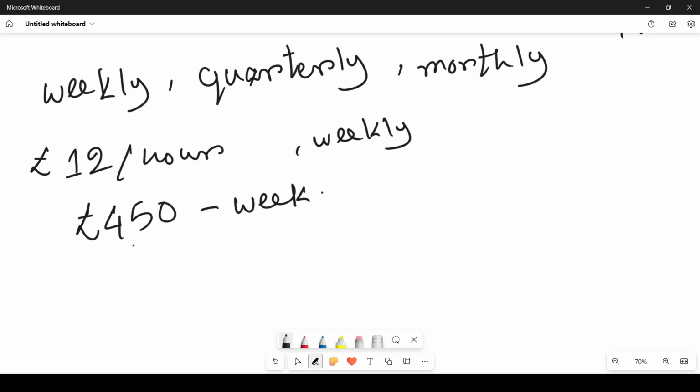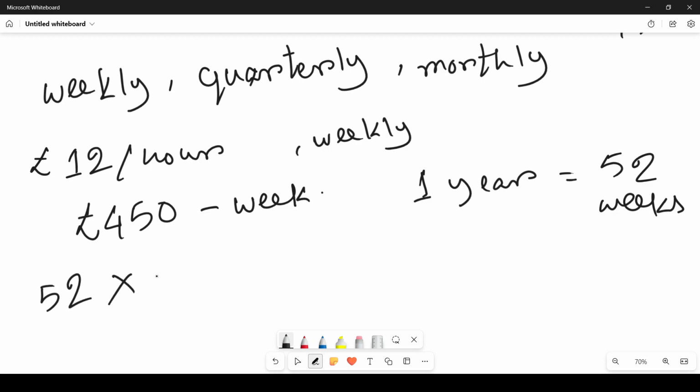So to calculate your tax, you need to convert this salary into yearly salary. So if you earn £450 in 1 week, we know 1 year is actually 52 weeks. So how much you will earn in 52 weeks? You will earn 52 multiplied by 450, which will eventually give you 23,400 pound.